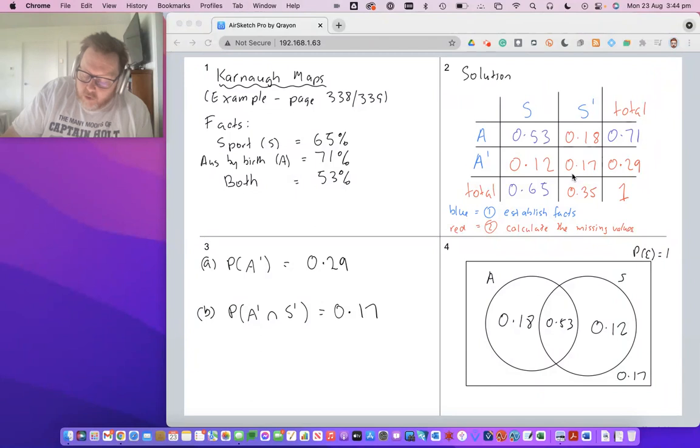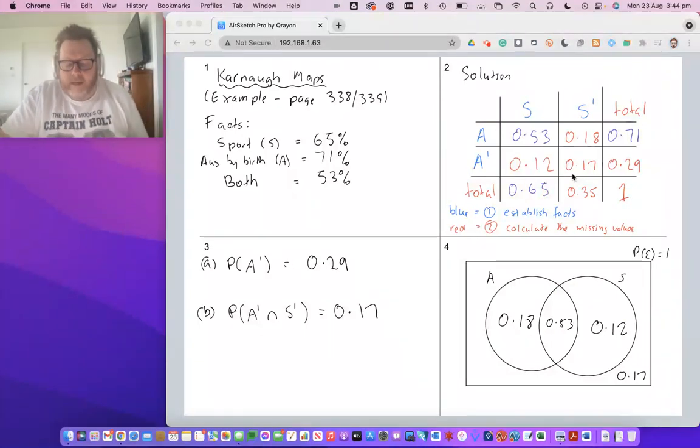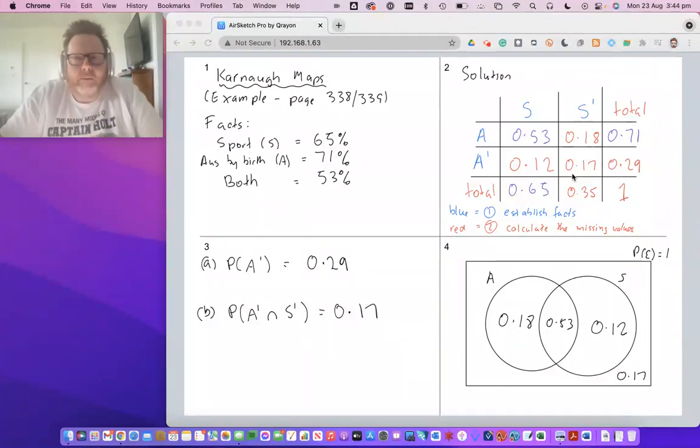Okay, so that's how you can break it down. And again, you should be able to see that if I add these two together, 0.18 and 0.53, I would get this number here. If I added up 0.53 and 0.12, I would get this number here. So it all correlates together. Karnaugh maps and Venn diagrams, two different ways of representing a sample space.